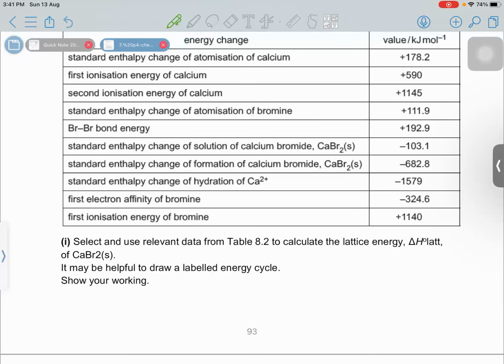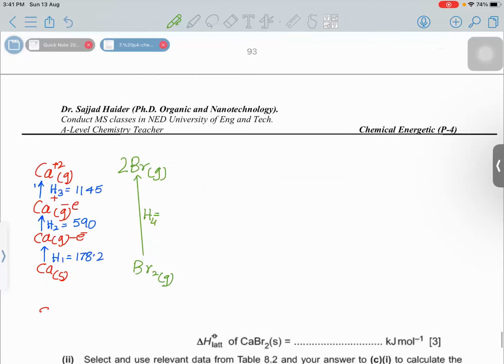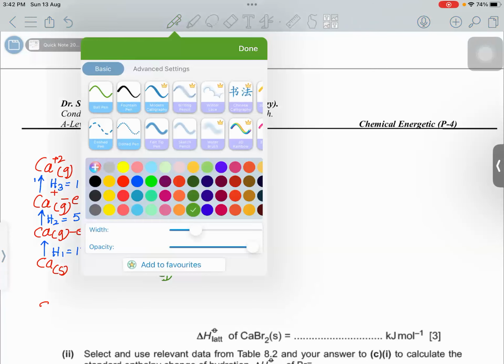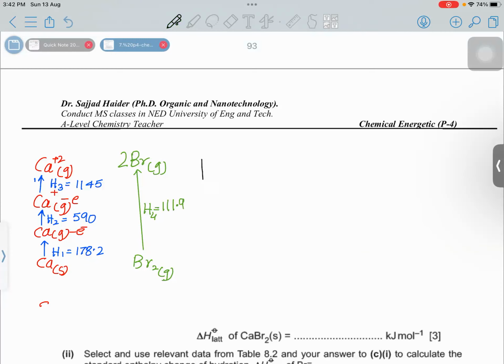Where is atomization of bromine? 111.9. So 111.9 is given. Now downward, we have calcium 2 plus gaseous, 2Br negative gaseous. Can you tell me its value? I have committed one mistake in atomization of bromine. Can you tell me what?